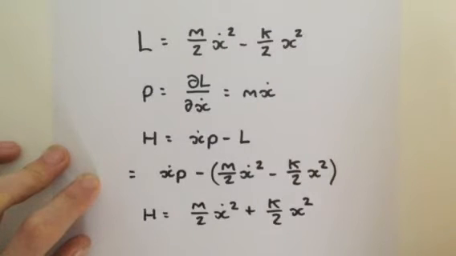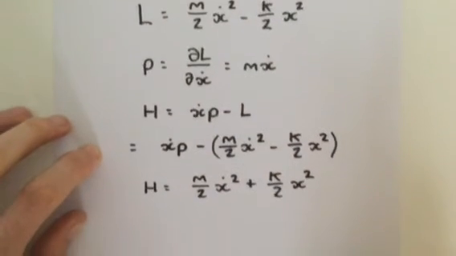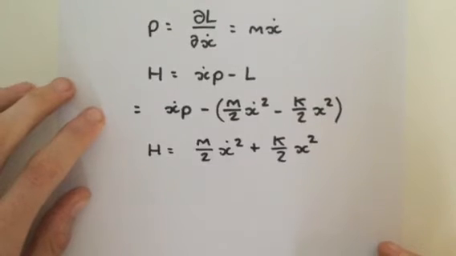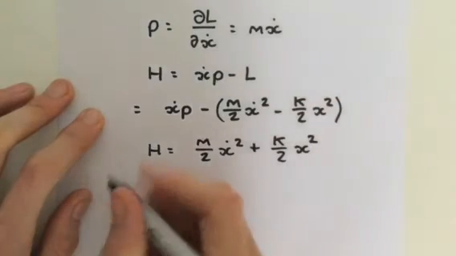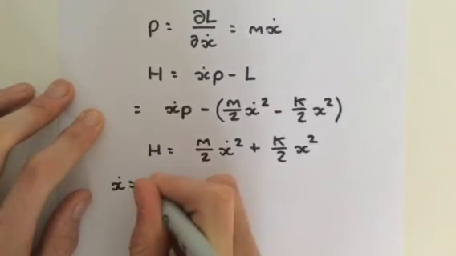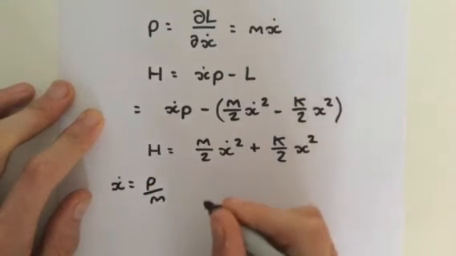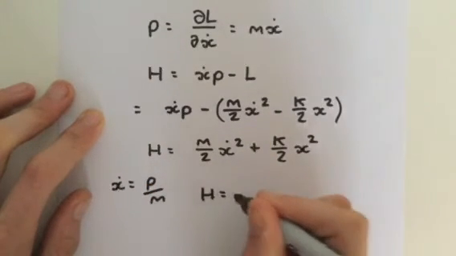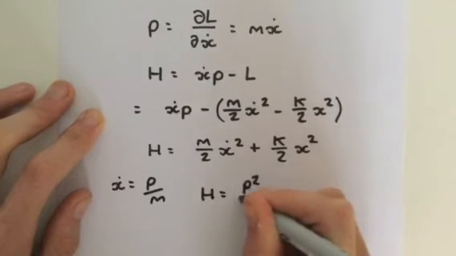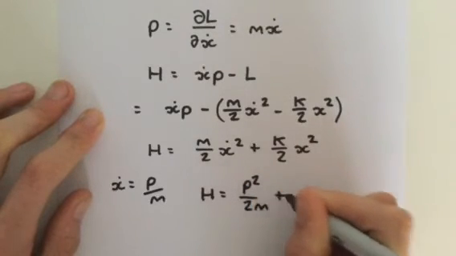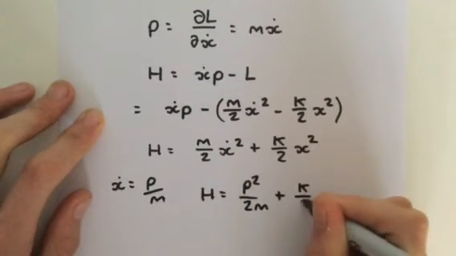Okay? So we can replace the x dot with, our momentum divided by our mass. Okay, so x dot is equal to p divided by m. So therefore we get H is equaling p squared over 2m plus k over 2 x squared.